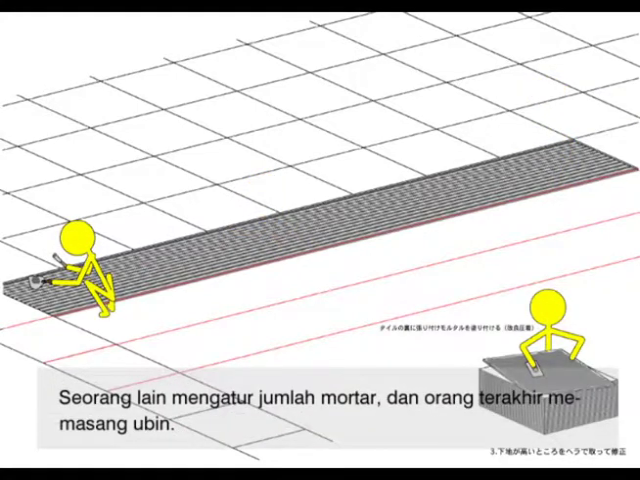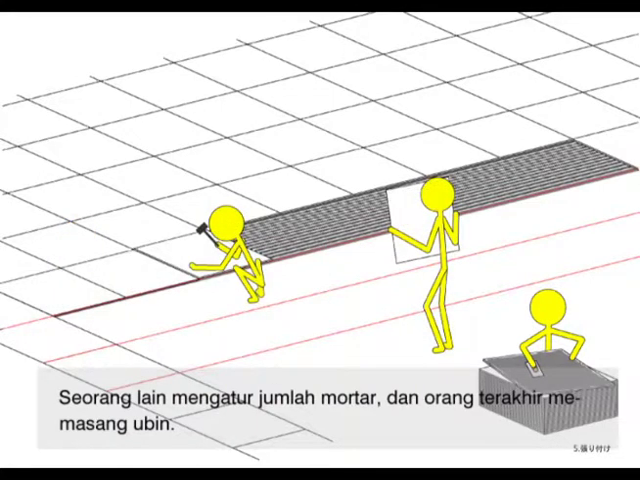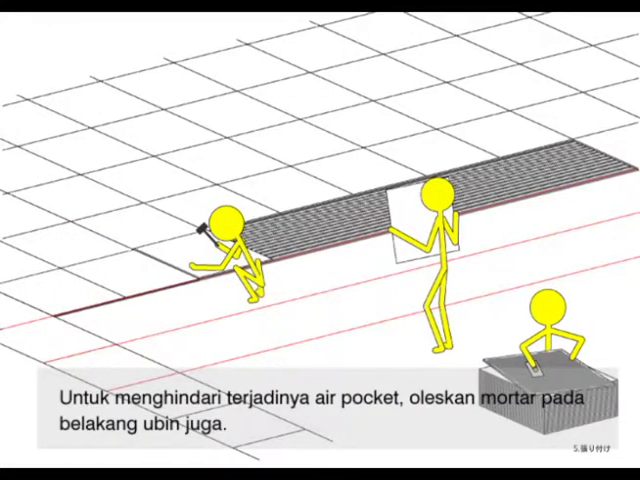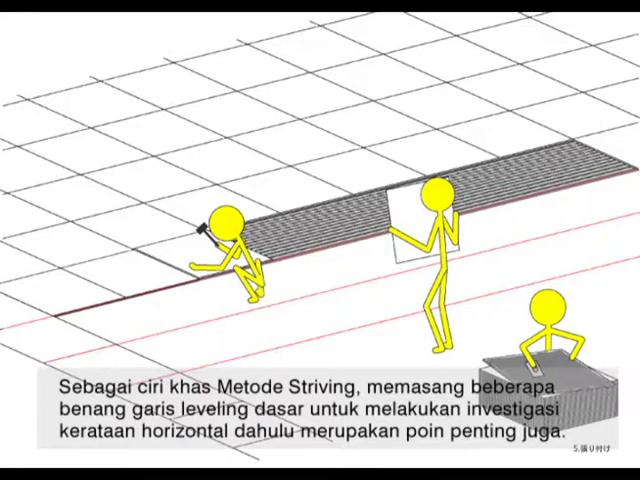Next, a craftsman adjusts the quantity of the mortar and then another lays the tiles. Mortar is also spread on the underside of the tiles to raise the density of the tile surface and increase the chance of adhesion. The defining feature of the striving method is that the basic level line is examined in advance.